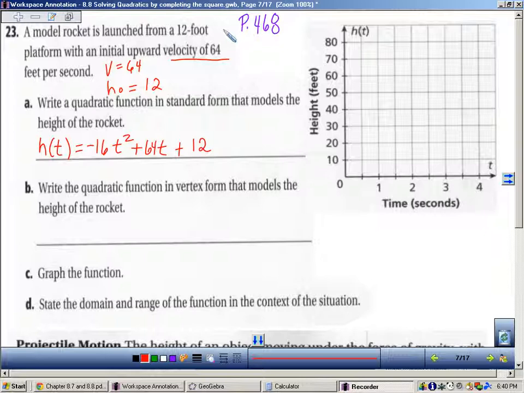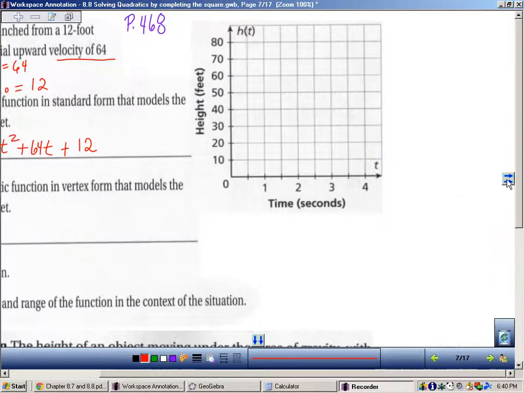Now it says write the quadratic function in vertex form that models the height of the rocket. Now we've never talked about this, but there is a form of a quadratic that shows you the vertex of the quadratic when graphed. And so how you find this vertex form is by completing the square. And these are one of the reasons why we do that. So I'm going to run out of room, so I'm going to have to move my information over to the right to show this work. So I'm going to move all this over.